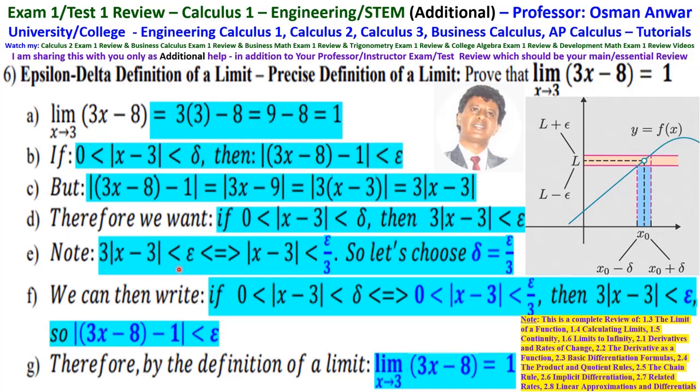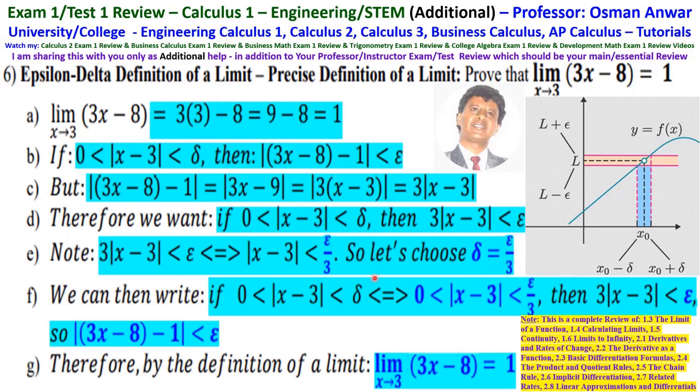But note now that 3 times the absolute value of x minus 3 less than epsilon means the absolute value of x minus 3 is less than epsilon over 3. So that means let's choose then delta to be epsilon over 3.